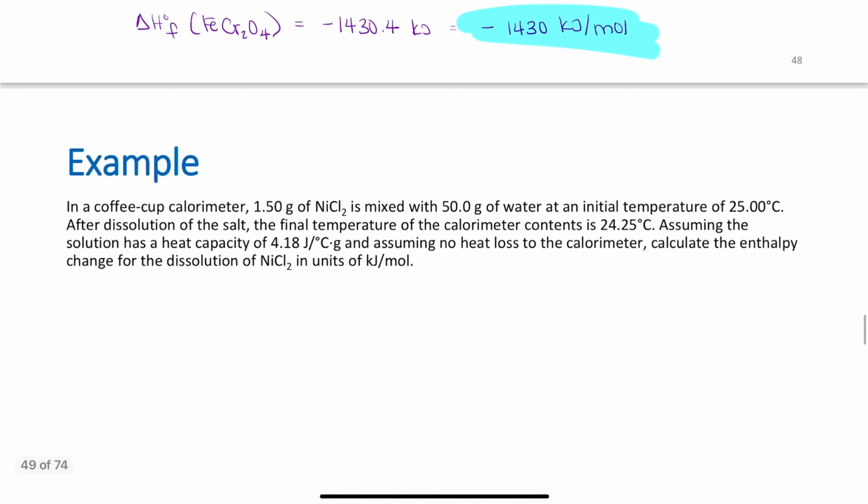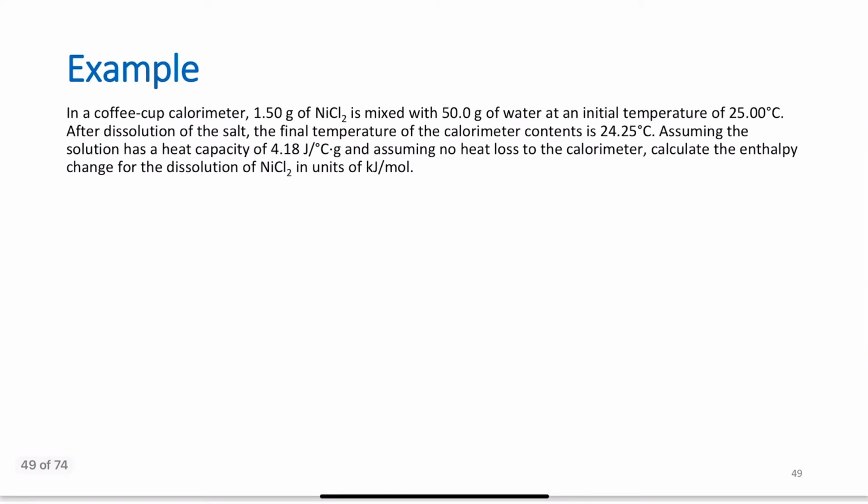Let's work 2 more example problems that are a little more complex and kind of tie the chapter together, and then the additional practice is there as well. In a coffee cup calorimeter, 1.5 grams of nickel chloride is mixed with 50 grams of water at an initial temperature of 25 degrees C. After dissolution of the salt, the final temperature of the calorimeter contents is 24.25 degrees C. Assuming the solution has a heat capacity of 4.18 joules per gram degree C, and assuming no heat loss to the calorimeter, calculate the enthalpy change for the dissolution of nickel chloride in units of kilojoules per mole.